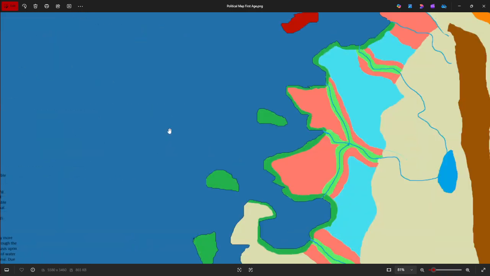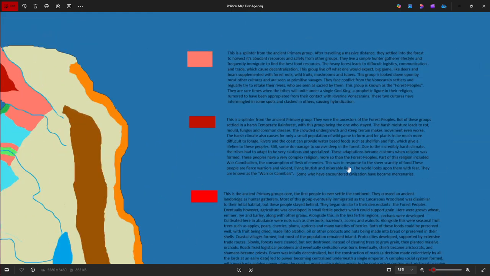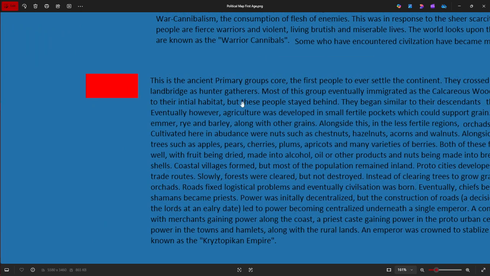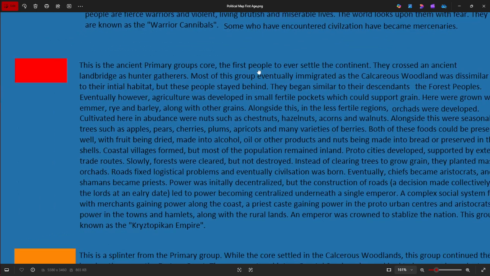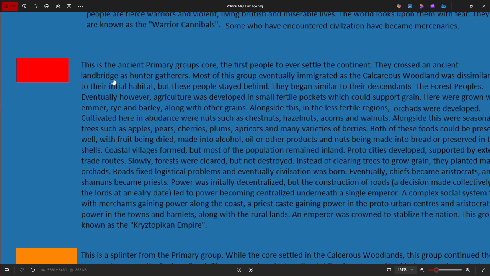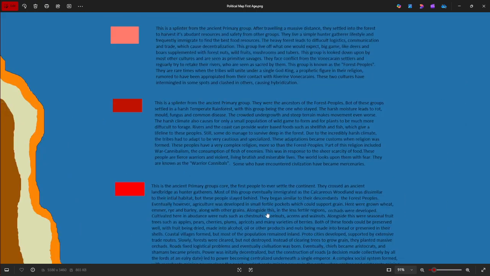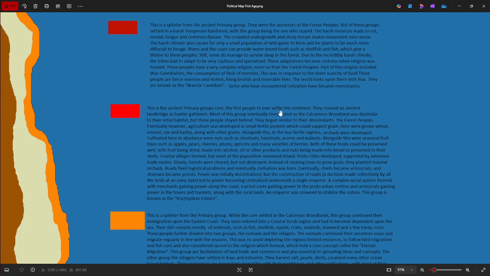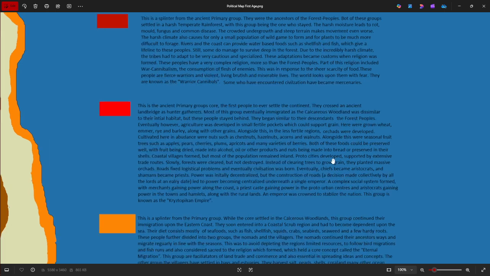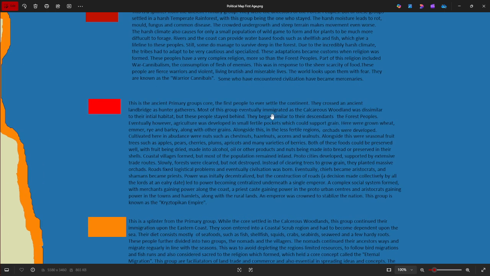So here, now let's begin with the very beginning. The first ever group, the ancient primary group, the first people to ever arrive. These people, as I said earlier, crossed the ancient land bridge, and originally these people were nomadic hunter-gatherers looking for better land. And these people settled in this region. However, most of them just decided to move on as they did not like this harsh woodland environment. And I've already showed you those people who moved on. But then, these people stayed, right?